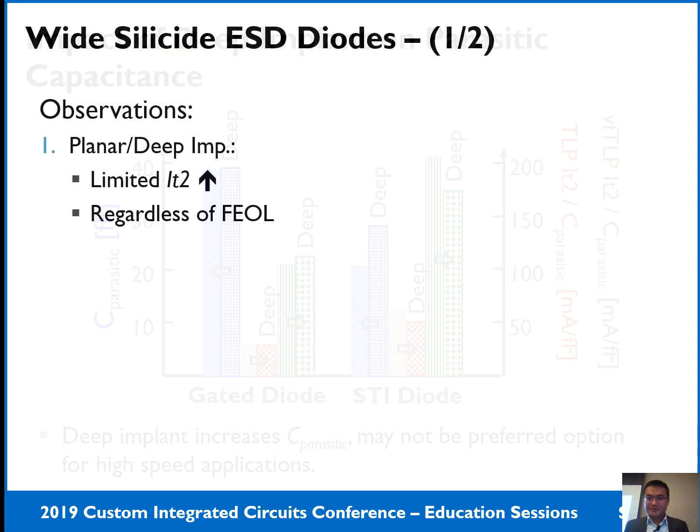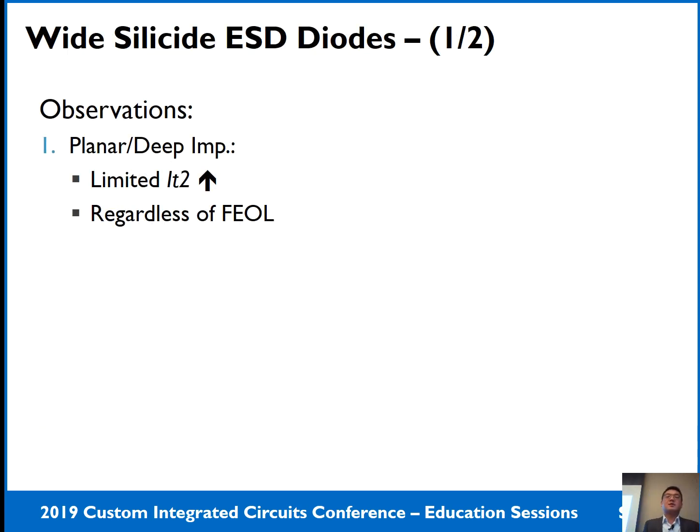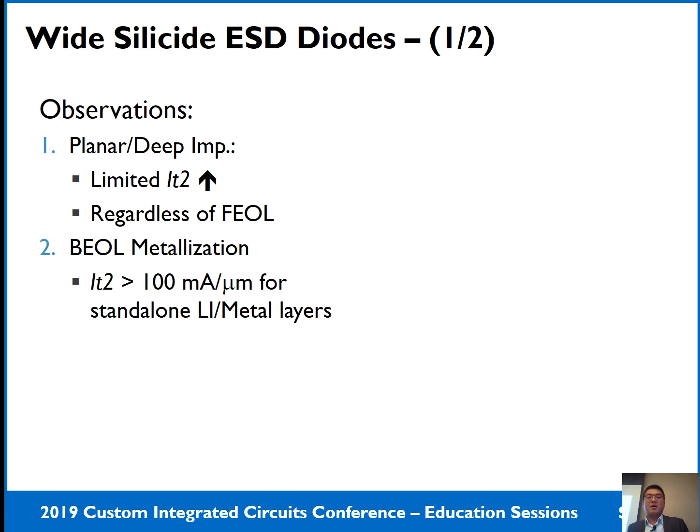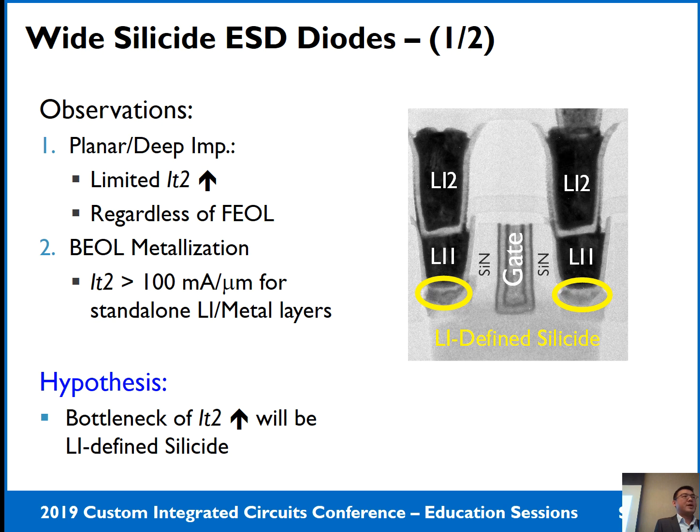That's also a reason why you never see the deep ESD implant in today's FinFET ESD diode for ESD purposes. Then the third proposed solution is a wide silicide, based on the previous two observations. A planar ESD diode or a deep implant ESD diode both have a limited IT2 enhancement. This seems to imply the IT2 enhancement is regardless of the front end process. The standalone back end layer IT2 can be more than 100 milliamp per micron. So neither front end nor back end is the bottleneck. The bottleneck for IT2 enhancement will be related to the local interconnect defined silicide process.